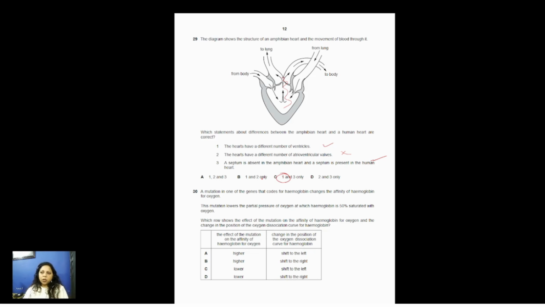So what is the function of the septum? The septum is present to separate the oxygenated and deoxygenated blood.